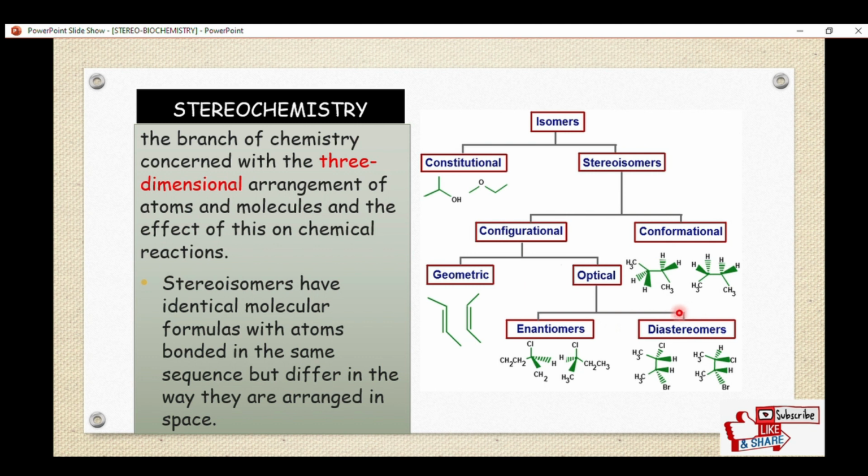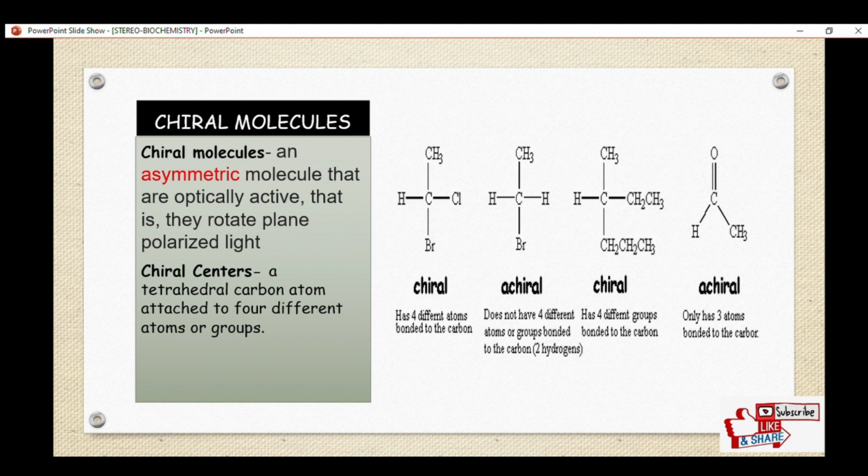Under optical, we also have diastereomers. Diastereomers are not mirror images of each other, although they have chiral centers, and they differ from each other at just one carbon atom. So one chiral center is just the difference between these stereoisomers. This is stereochemistry, and that's what stereoisomers are. So let's talk about chiral molecules.